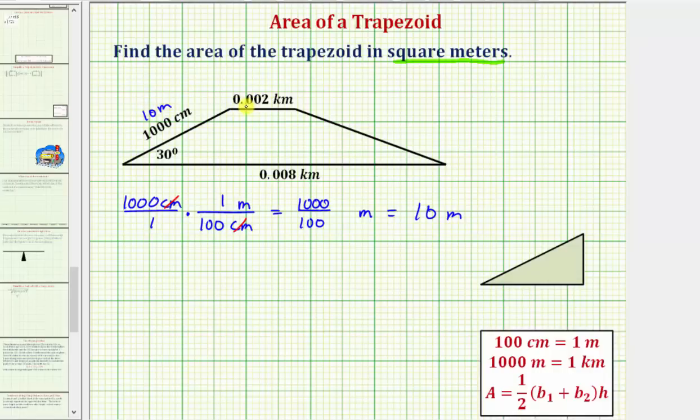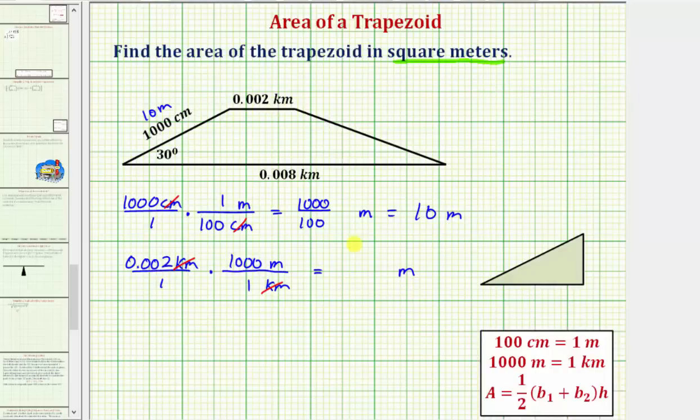Now we'll convert 0.002 kilometers to meters. So we'll begin by writing 0.002 kilometers as a fraction with a denominator of 1. We're going to convert this to meters, so we'll multiply by a unit fraction. And because 1,000 meters equals 1 kilometer, and we don't want kilometers in our answer, we'll write kilometers in the denominator and meters in the numerator. And 1 kilometer is equal to 1,000 meters. Again, notice how kilometers simplifies out, and 0.002 times 1,000 is equal to 2, which means this length is 2 meters.